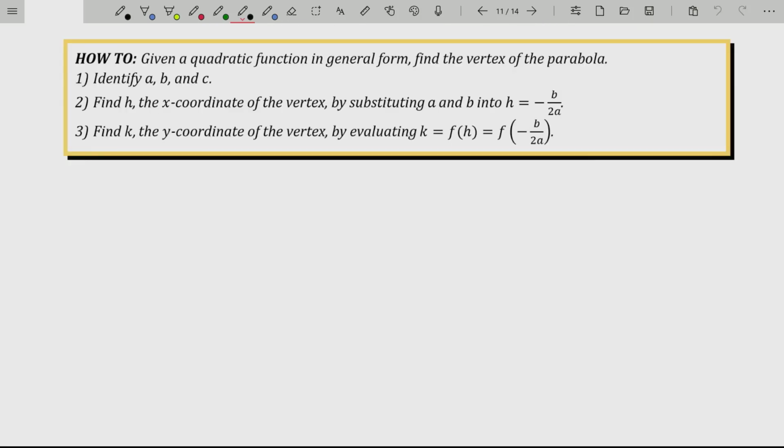So let's go back into another how-to. If I give you a quadratic function in general form, you should be able to find the vertex of the parabola. How do you do that? Well, you start by identifying the a, b, and c for the general form, and you happen to know that the x value for the vertex is at negative b over 2a, and the y value is the function evaluated at negative b over 2a. That is pretty much it. And that's also sort of why I don't bother with the standard form business, because there's actually a nicer way of doing all of this.